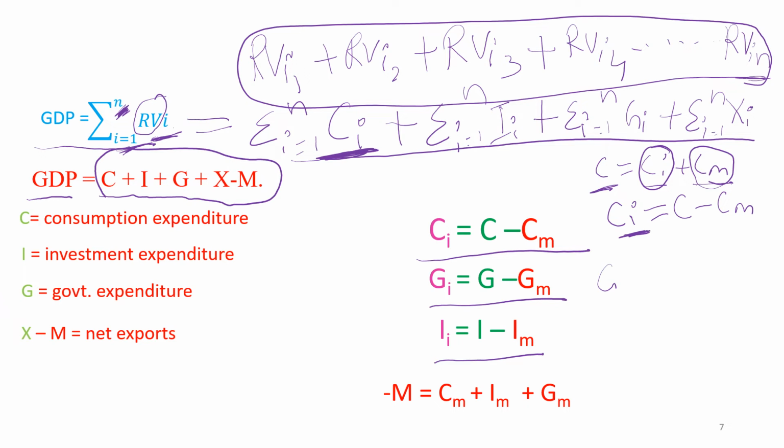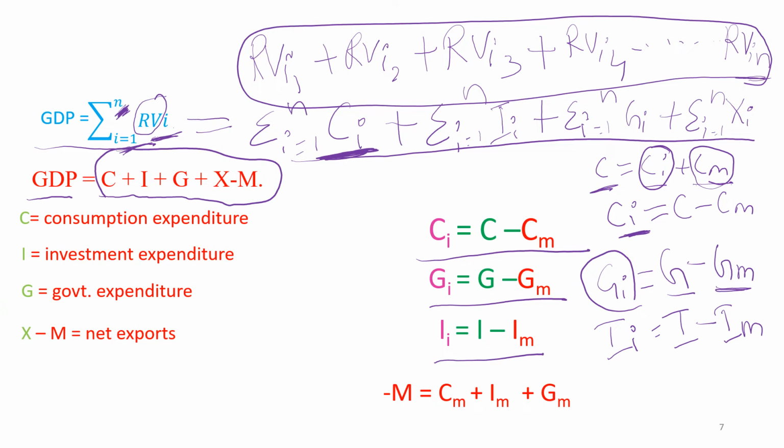So how are you going to get GI? We want GI. We don't want C, we don't want CM, we don't want G, we don't want GM, but we want GI. To find GI, we need the total government expenditure minus government expenditure on imports. If you do this, total government expenditure minus government expenditure on imports, then you will come to know government expenditure on domestic goods. In a similar manner, for II, take the total private investment expenditure, and from that, if you deduct the investment expenditure on imported goods, then you will get II.